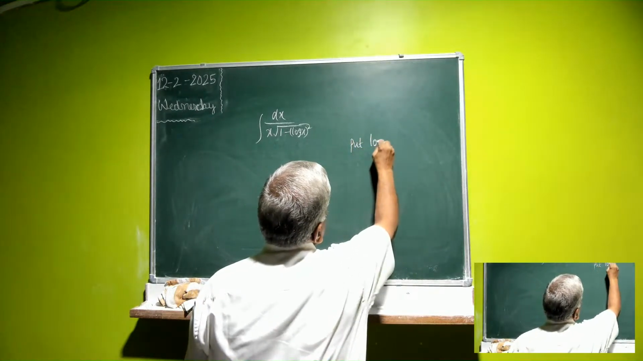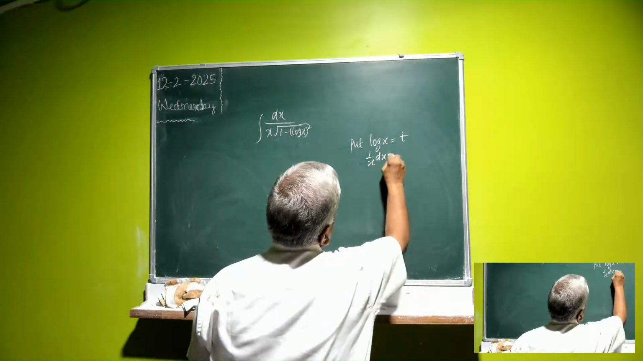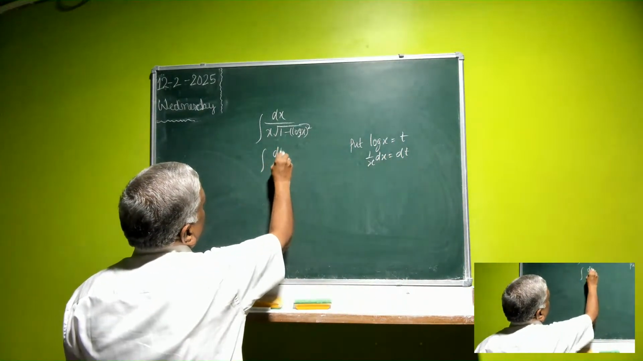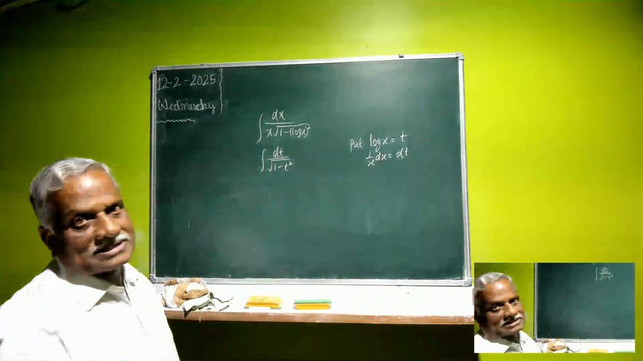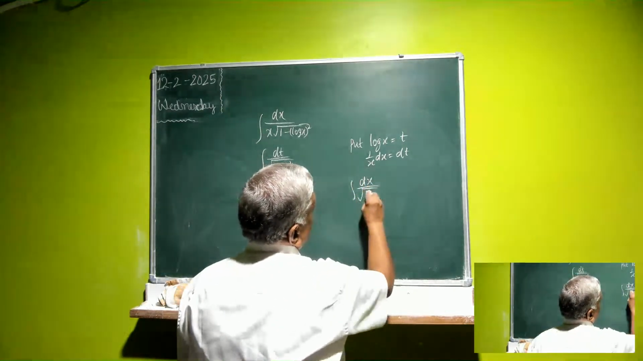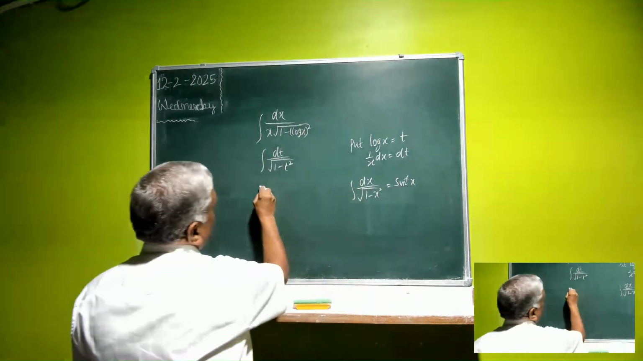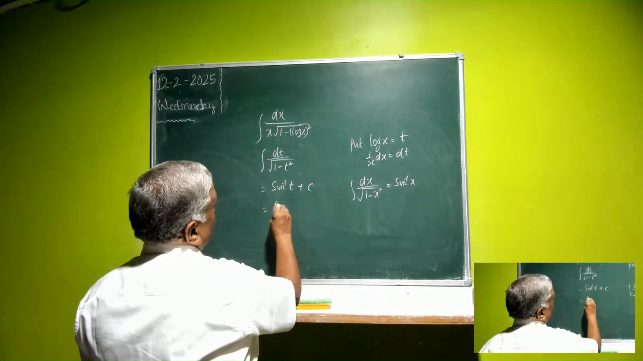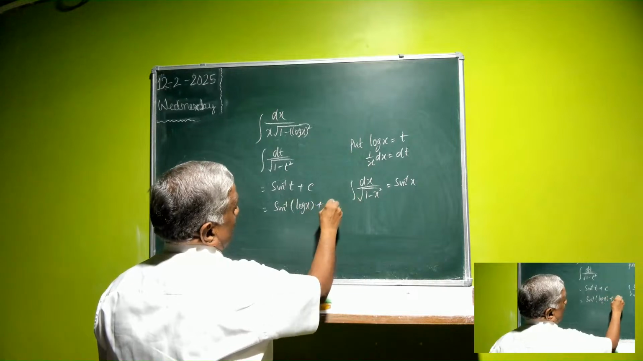Put log x equals t. 1 by x dx equals dt. What happens? dt over root of 1 minus t square. Let me recall, dx over root of 1 minus x square is sin inverse x. So this is sin inverse t plus c. What is t? Sin inverse of log x plus c.